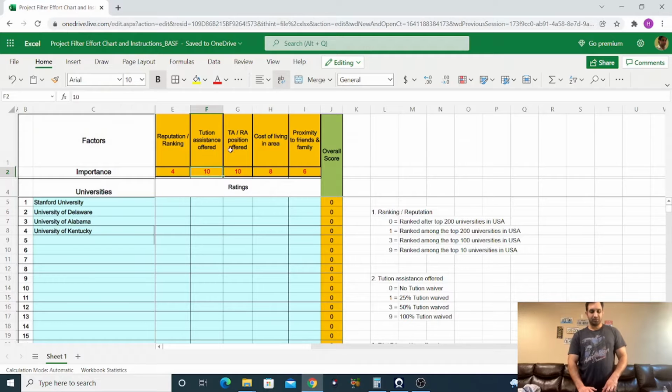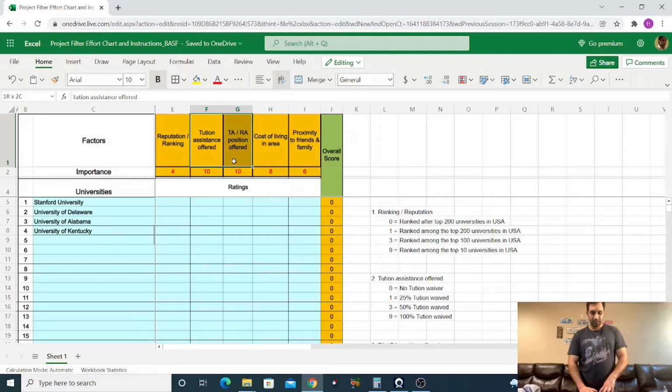Some people like to consolidate tuition and assistantships into one factor, but I kept them separate because the offers you receive can be quite different, and some of them will include teaching assistant, research assistant position, and tuition assistance as well. Some of them will only include tuition assistance, not an assistantship. Some of them will include both. So it's easiest for me to keep them separate so I can evaluate them better that way. So tuition assistance being offered and teaching assistant, research assistant position being offered.